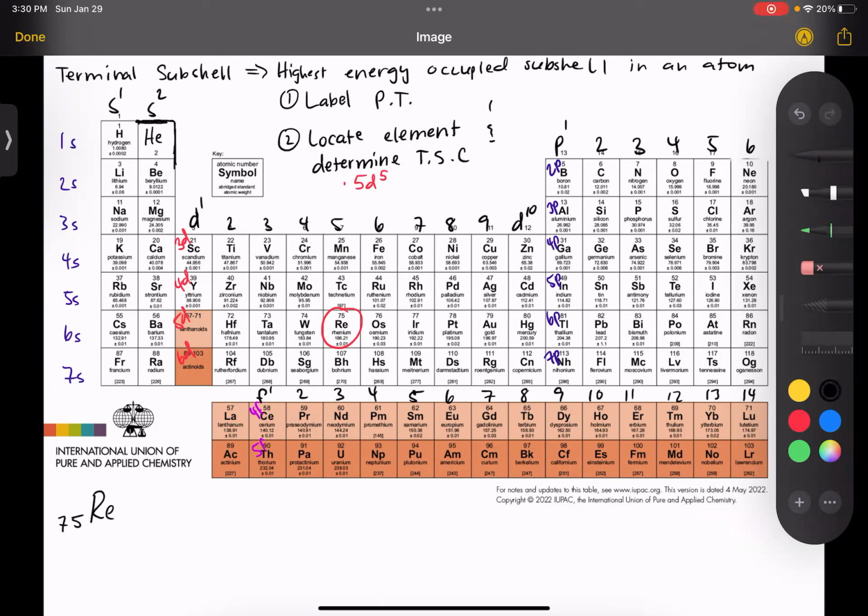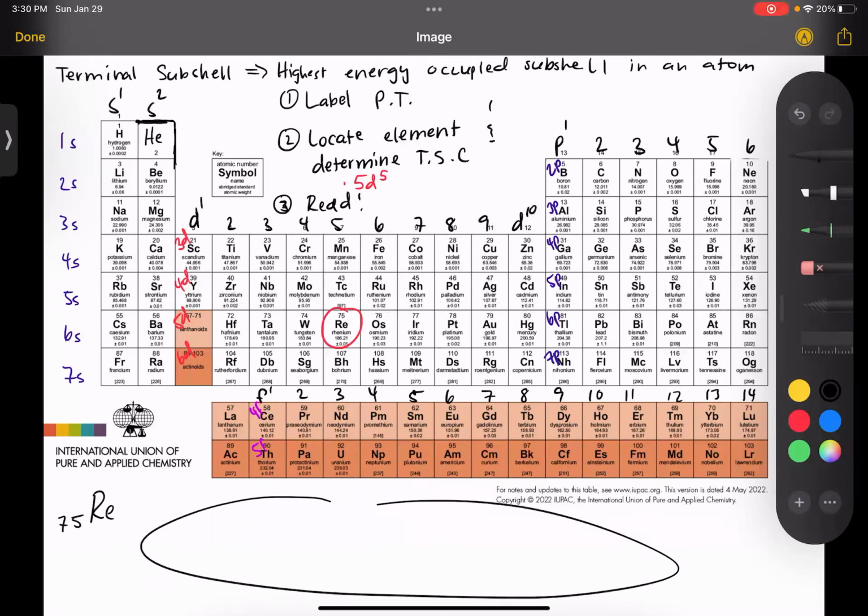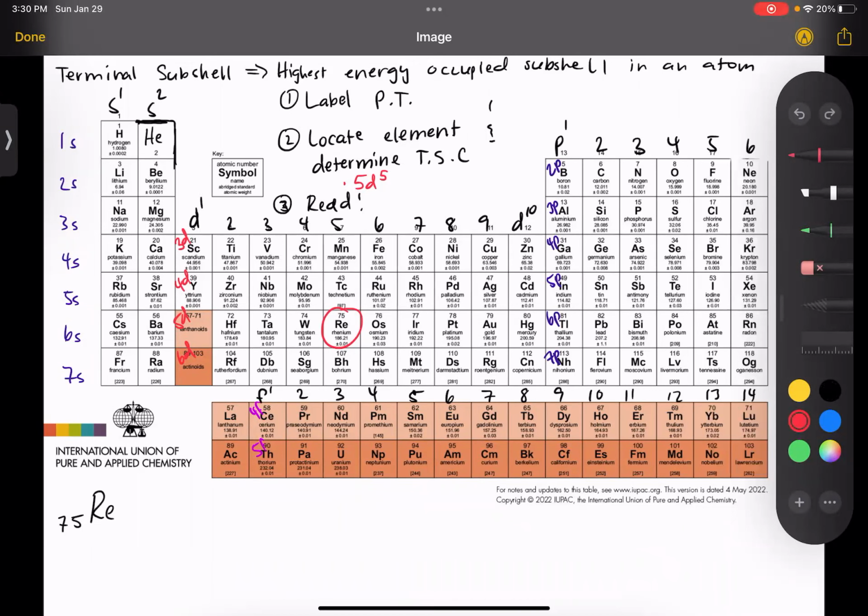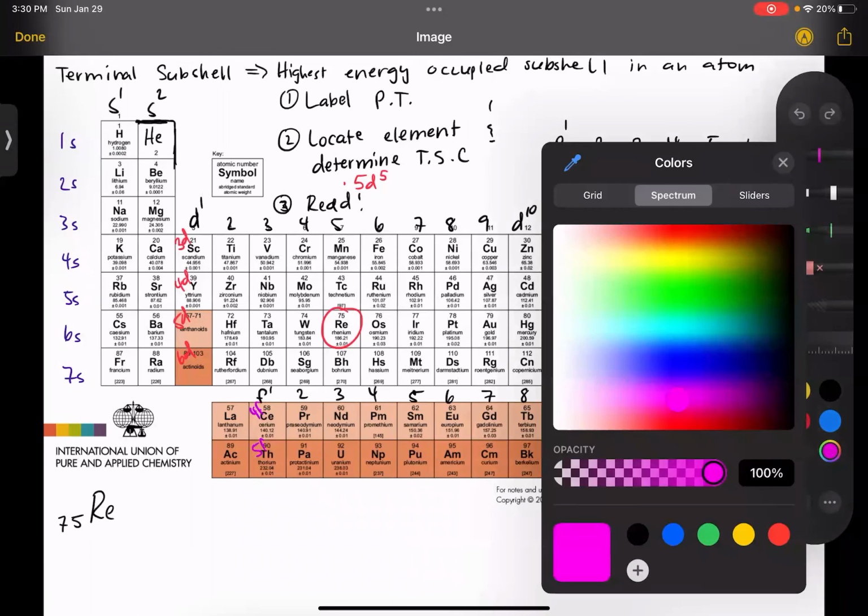And then the last step is just to read. How do you read off the electron configurations? So I'm going to read the electron configurations off by reading the periodic table left to right. And then I'm going to write down my electron configuration down here as I read.